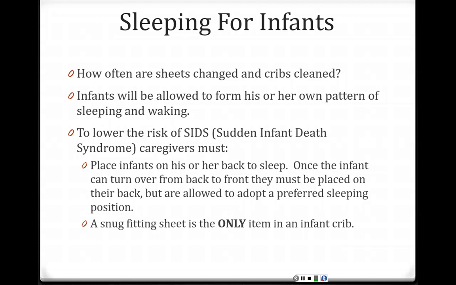Next is sleeping for infants. How often are sheets changed and cribs cleaned in infant care? Infants will be allowed to form his or her own pattern of sleeping and waking. To lower the risk of SIDS, which is sudden infant death syndrome, caregivers must place infants on his or her back to sleep. Once the infant can turn over from back to front, they must be placed on their back, but are allowed to adopt a preferred sleeping position. A snug-fitting sheet is the only item in an infant crib.